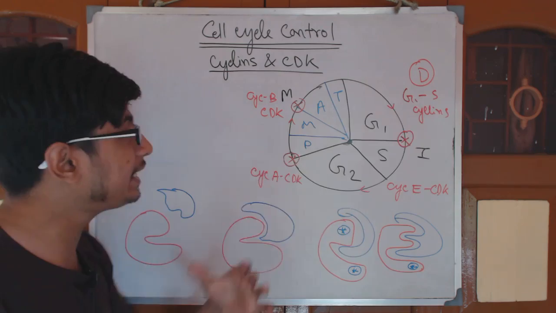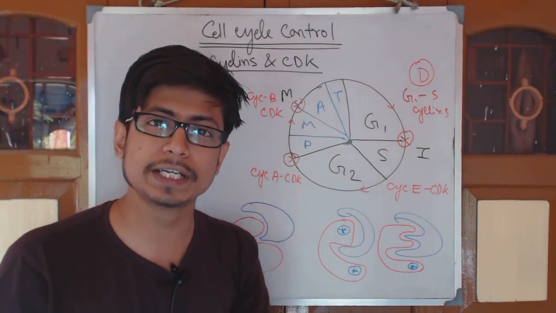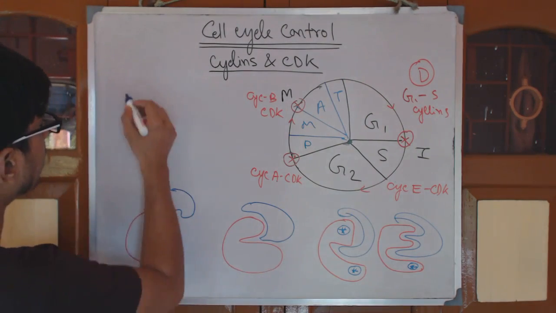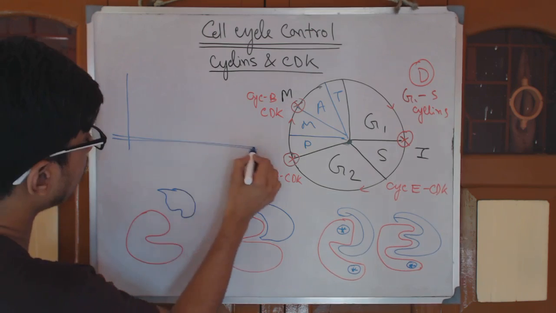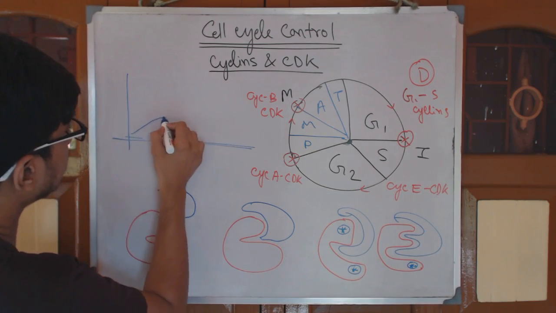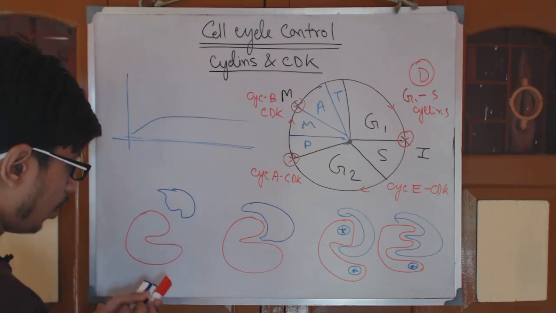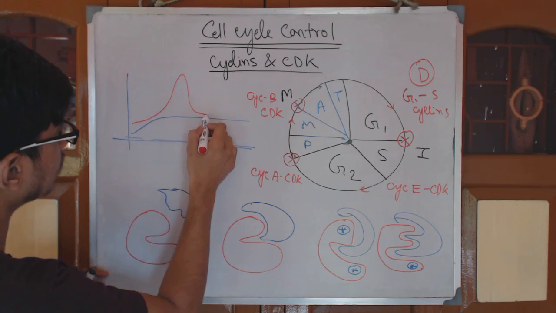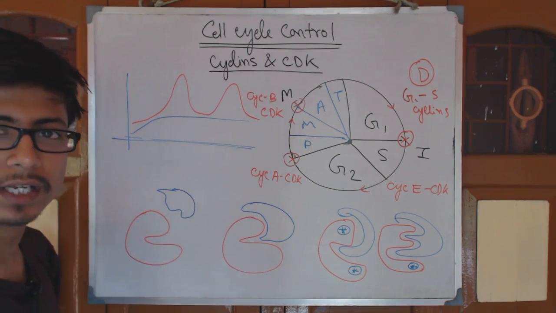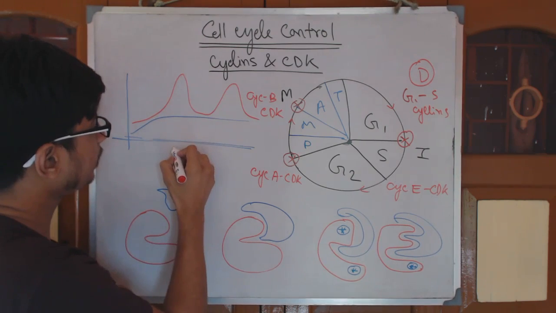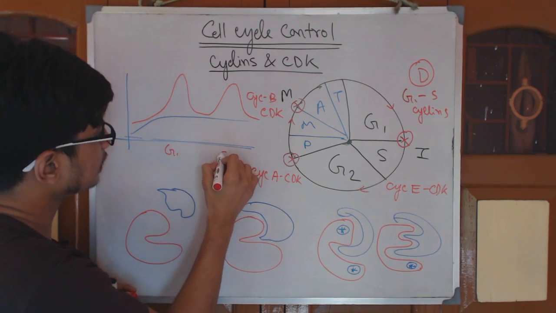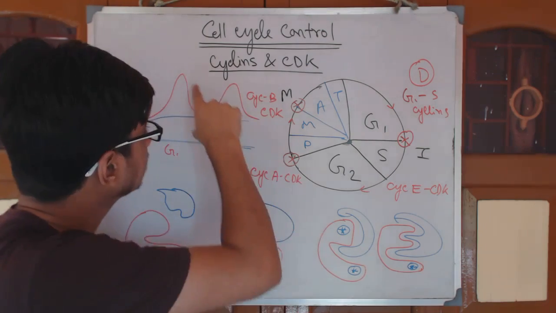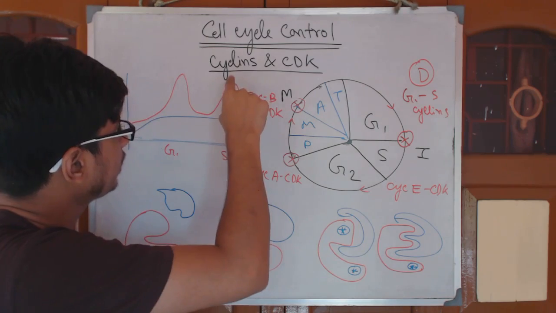If you look, CDK is present throughout the cell cycle in the same concentration. So if you check a cell, you will find a steady level of CDKs throughout the time, while the cyclins will rise sometimes, fall sometimes, rise sometimes, fall sometimes. Some specific type of cyclins rise at a point, let's say G1 phase, this is S phase. So specific cyclins rise at a point, then again they are degraded. Then another type of cyclins rise and they are degraded.